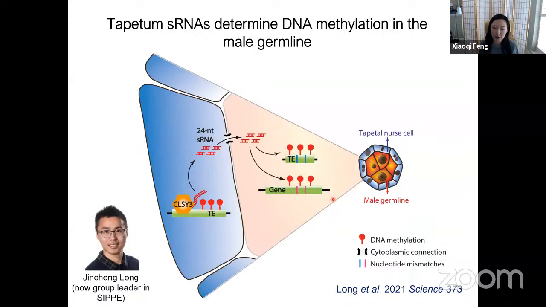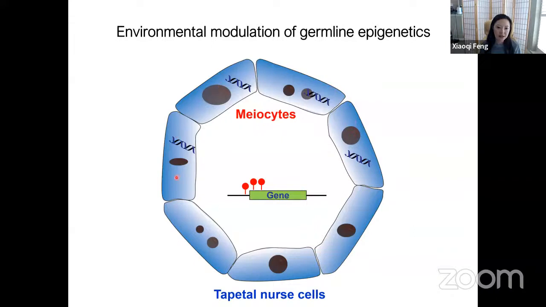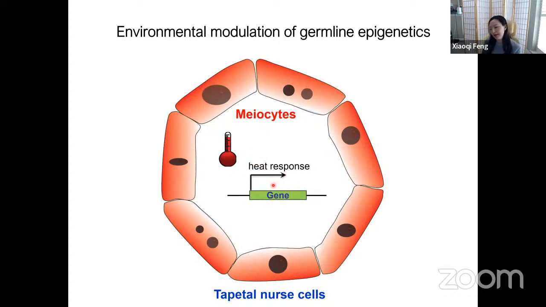Besides this complicated molecular mechanism, we also have some exciting data that suggests that this pathway is modulated by the environment. Our data suggests that these tapetum sRNAs that drive germline methylation reprogramming are attenuated at high temperature. And this leads to reduced methylation and activation of a heat response gene in the meiocytes. So now we are investigating the hypothesis that environmentally malleable epigenetic information flows from the soma to the germline and mediates germline stress response.